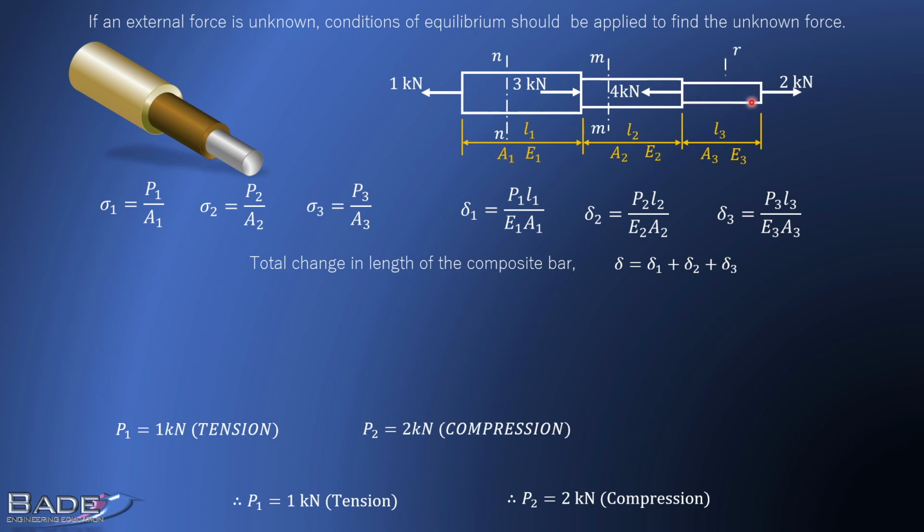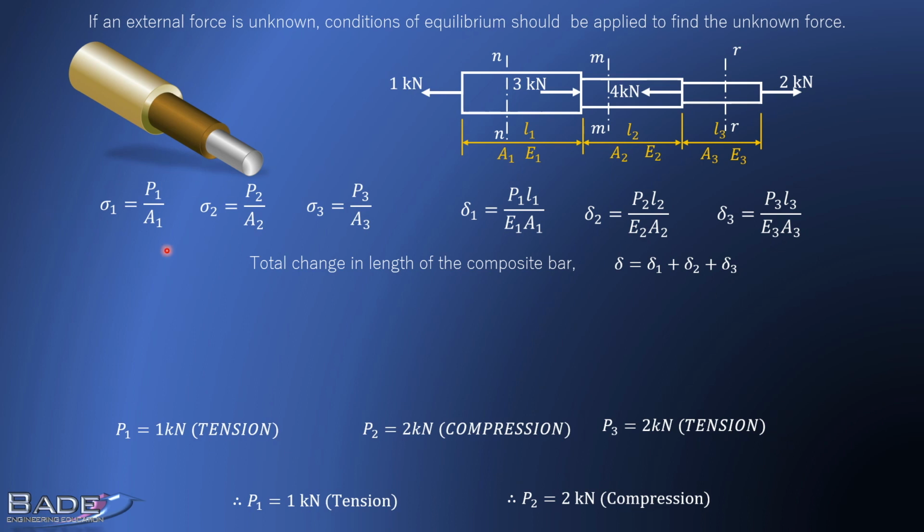Now let's find force in the last part. Consider section RR. To find force in this third portion, just consider a section in the third portion and add forces either on the right side or on the left hand side. Right side is preferable here because there is only one force on the right side, and for cross section RR this 2 kilonewton force is pull. So what is force on cross section RR? 2 kilonewton tension. Simple. So P3, that is force in the third part, is 2 kilonewton tension.